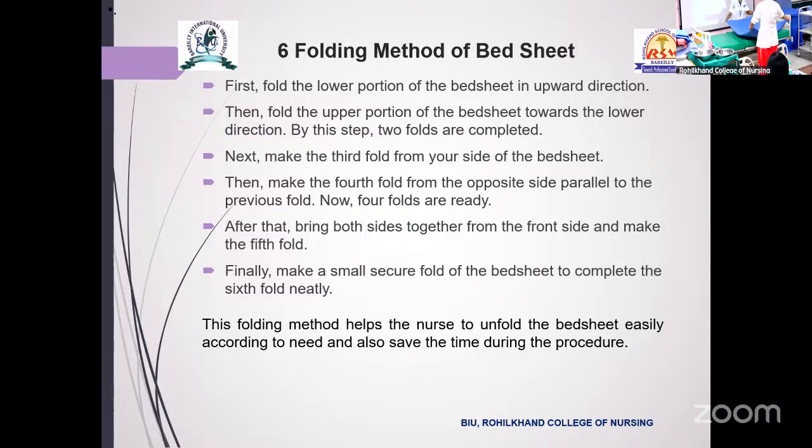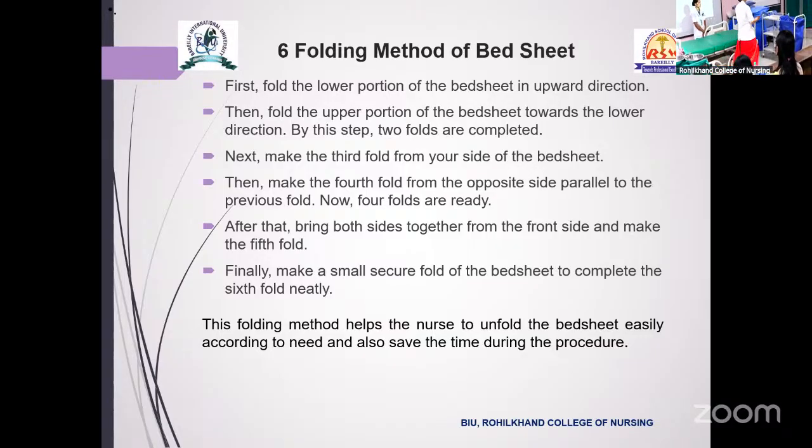Next, make the third fold from your side of the bedsheet. Then make the fourth fold from the opposite side, parallel to the previous fold. Now 4 folds are completed. After that, bring both sides together from the front side and make the 5th fold. Finally, make a small secure fold of the bed sheet to complete the 6th fold evenly and neatly.